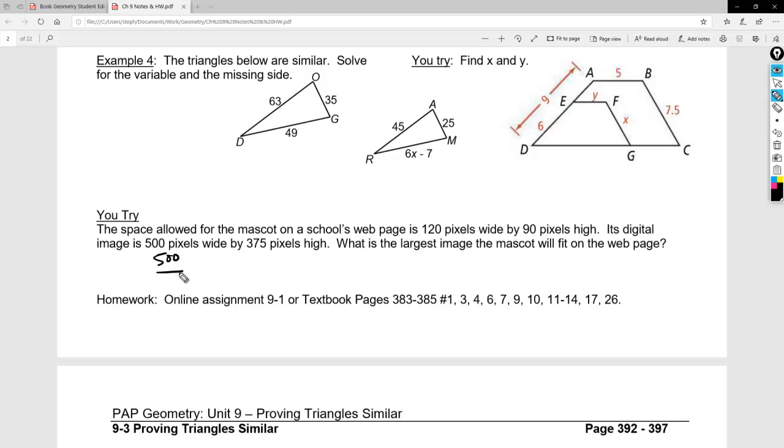So I have a proportion here: 500 is to 375, as, again, we would probably try to figure out the largest space that we can occupy, but we end up finding out that actually this fits perfectly. 500 over 375 is to 120 over 90. So 120 over 90 is actually going to be the largest image that our mascot will fit on this web page.